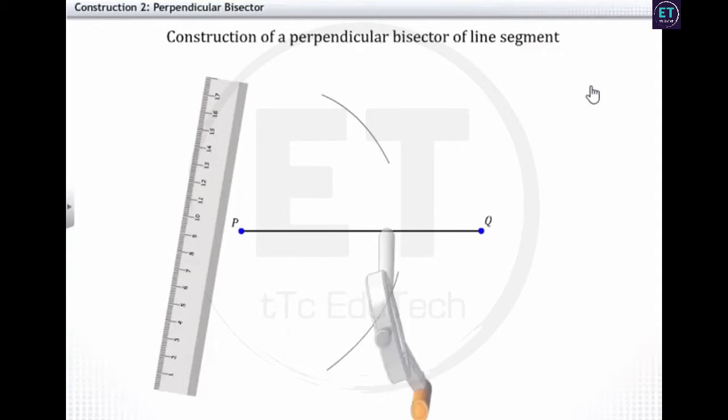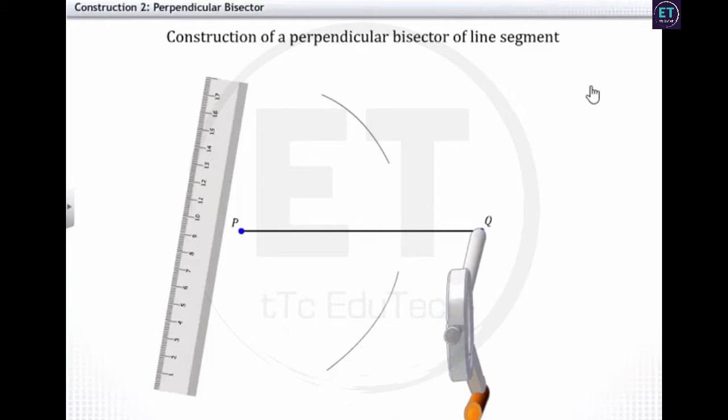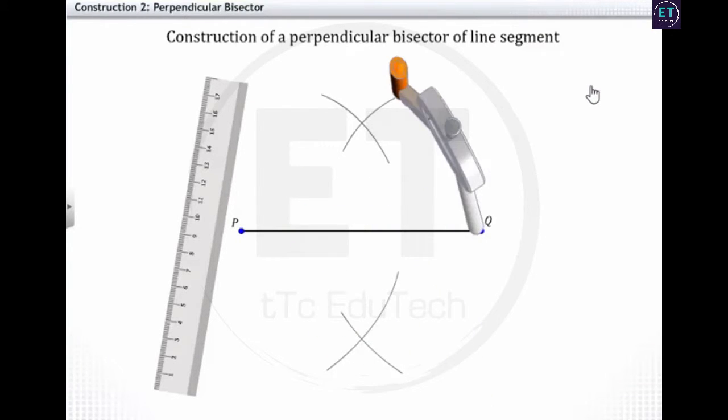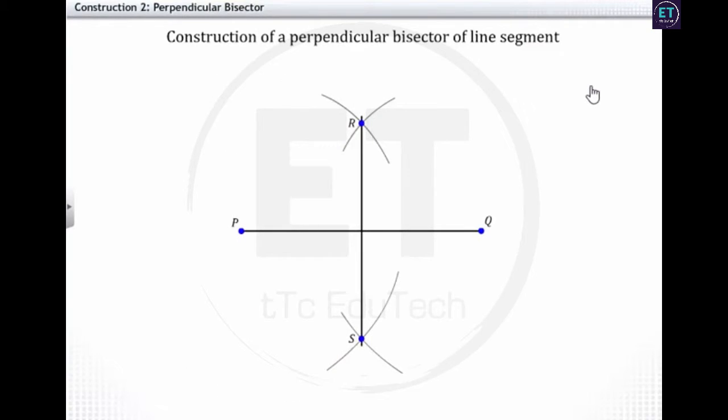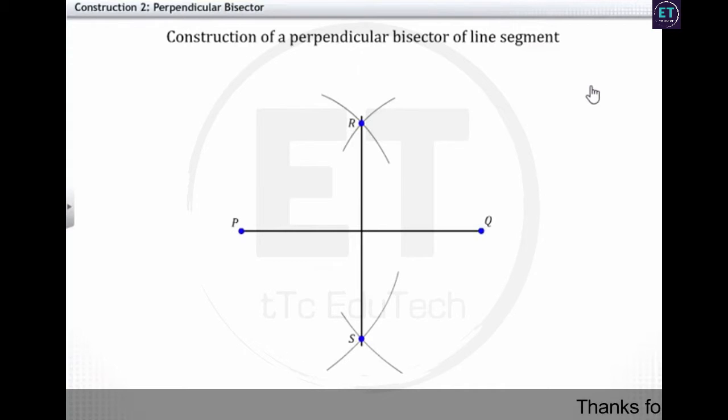Similarly, taking Q as the center, with the same radius, draw arcs on both sides of the line segment PQ. These arcs intersect the two arcs drawn from point P. Two points are obtained from the intersection of these arcs. Name these points R and S. Draw a line passing through points R and S. This line intersects the line segment PQ at M.